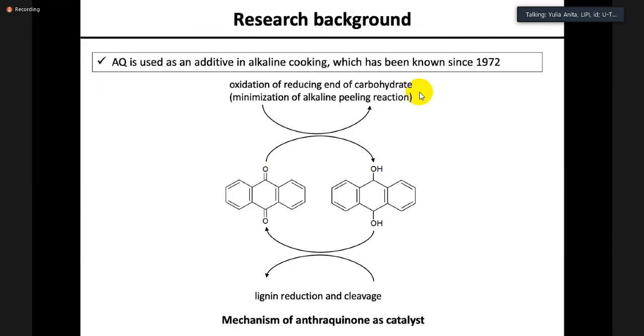First of all, I want to slightly introduce anthraquinone. The common additive for alkaline cooking is anthraquinone. It was introduced for the first time by Bach and Finn in 1972. Anthraquinone as an additive can stabilize carbohydrate by oxidizing reducing end groups of carbohydrate, and can also accelerate lignin degradation.